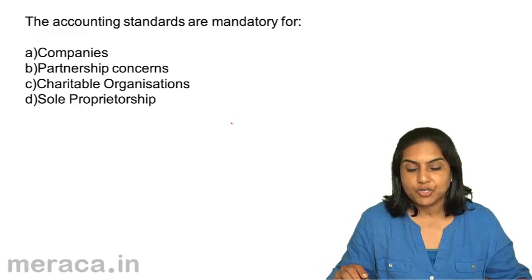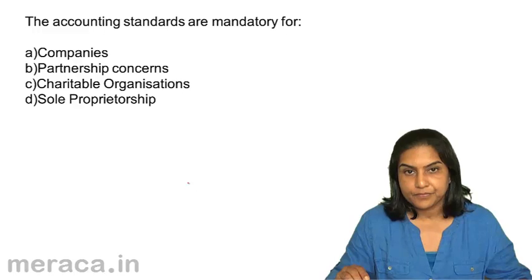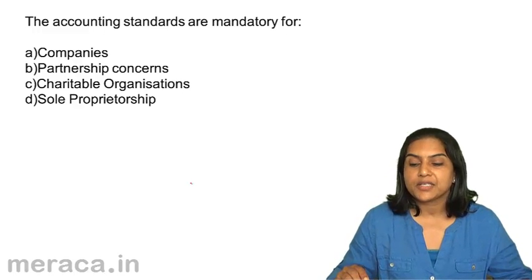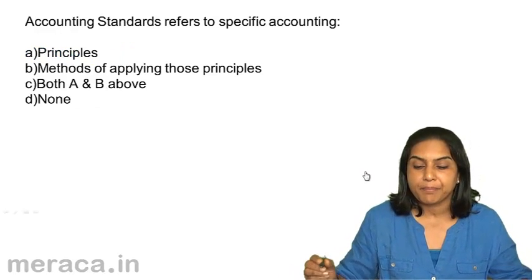Next, the accounting standards are mandatory for A. companies, B. partnership concerns, C. charitable organizations and D. sole proprietorship. Accounting standards are mandatory for companies. They are mandatory for companies.